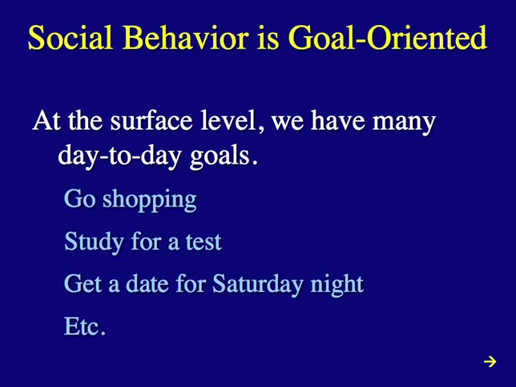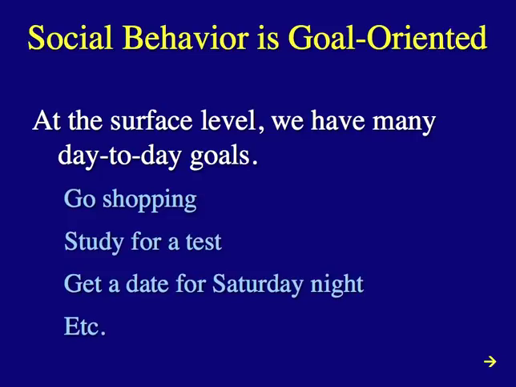So back to the idea of goals. We can look at goals at a very specific, very detailed level, such as, you hop in your car to go shopping, you study for a social psychology test, maybe you text someone to see if you can get a date for Saturday night. These are all specific surface level goals, and they occur on a day-to-day basis. But tying those specific goals together are broader goals that you are pursuing as a social animal.